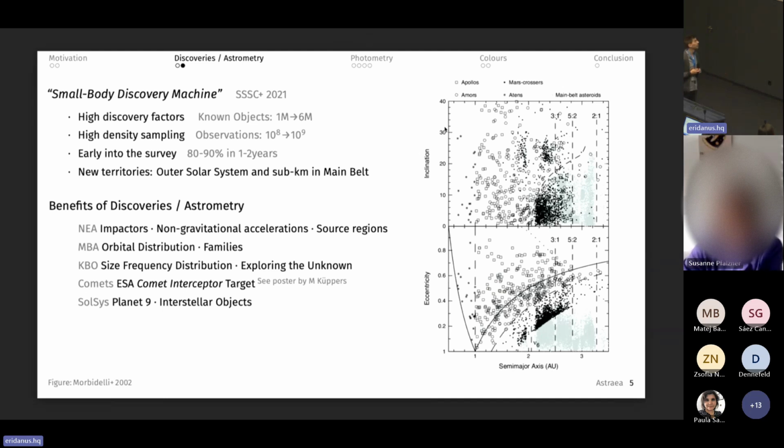What can we do with the discoveries and the astrometry on their own? We can do a lot. For different populations, I'm giving here a list of things that you could do just with the discoveries alone. And it's mostly tasks that rely on statistics of orbital distributions. So I'm not going to go through all of them. I'm going to focus, for example, on the near Earth region, the source regions. How do asteroids come into the near Earth space? Where do they come from?